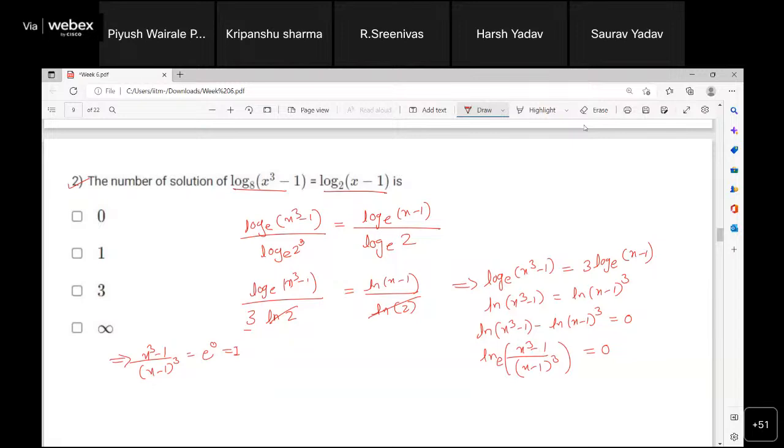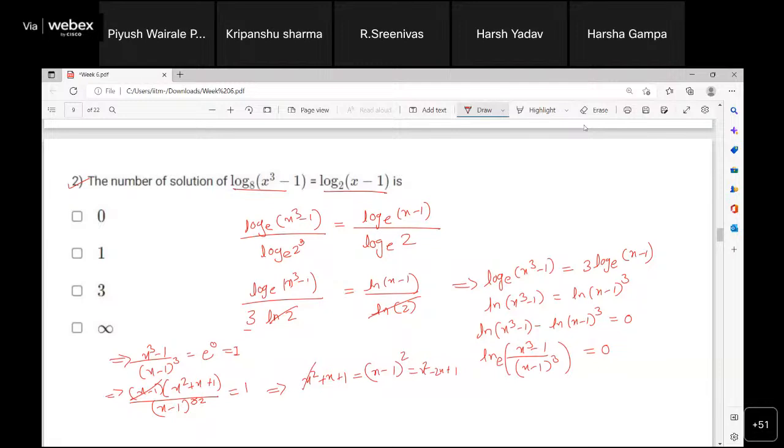Now can I simplify this? Yes, so x cube minus 1 equals (x minus 1)(x square plus x plus 1) upon (x minus 1) whole cube. So this will get cancelled and instead it will be square, right? Now it is equal to 1. Now it is x square plus x plus 1 equals, taking that on this side, (x minus 1) square, which is x square minus 2x plus 1.